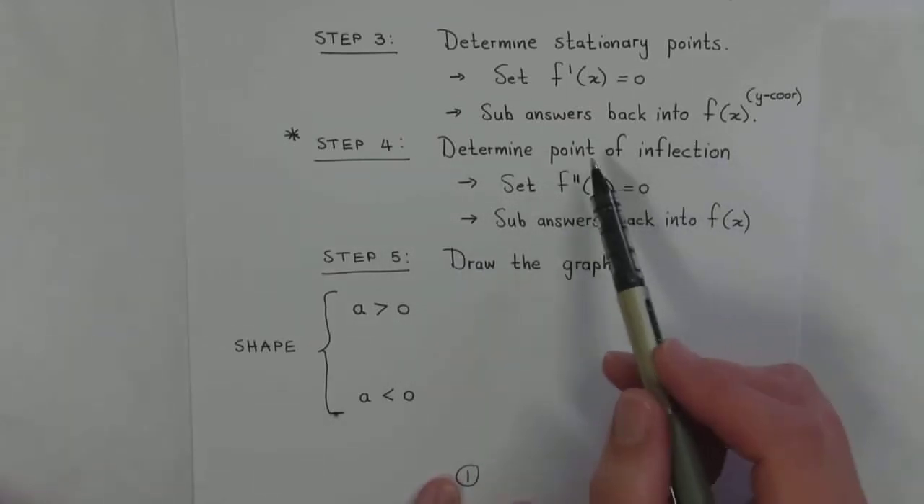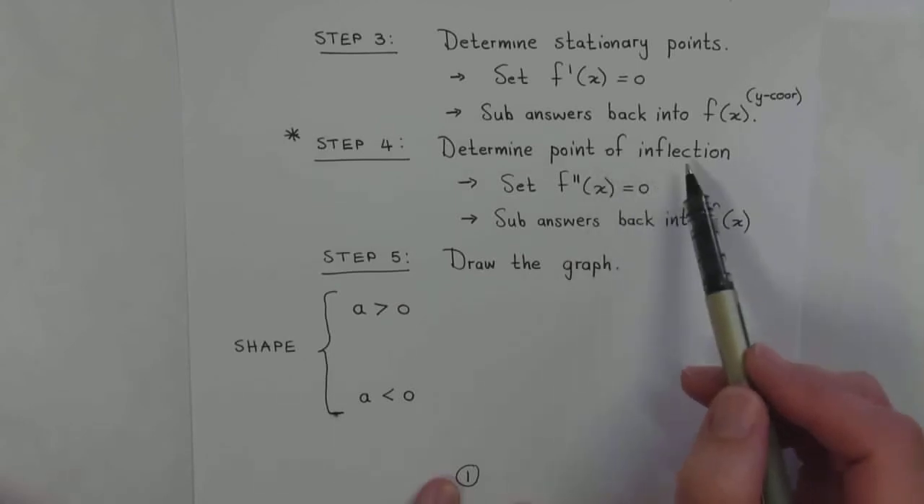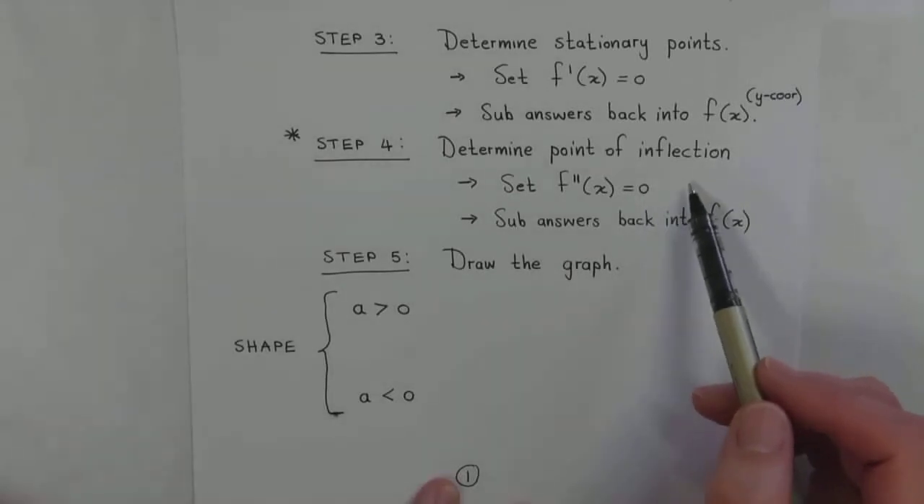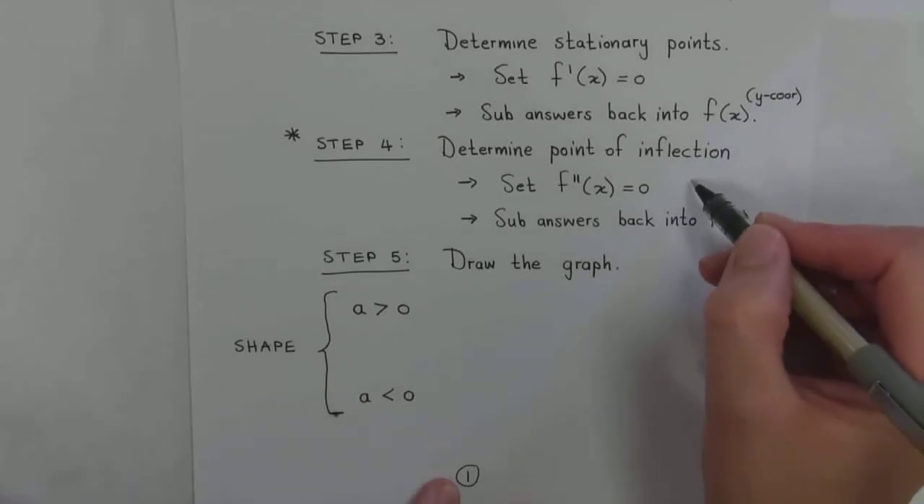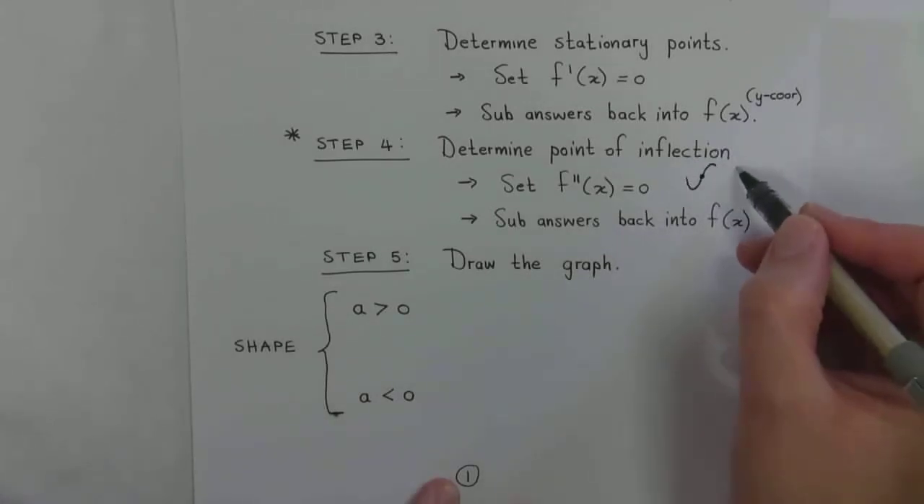Now, in order to determine the point of inflection, and again, we've already spoken about this point of inflection in previous videos. The point of inflection is where the concavity changes, either from concave up to concave down, or from concave down to concave up. So pretty much that little point where the graph changes concavity.